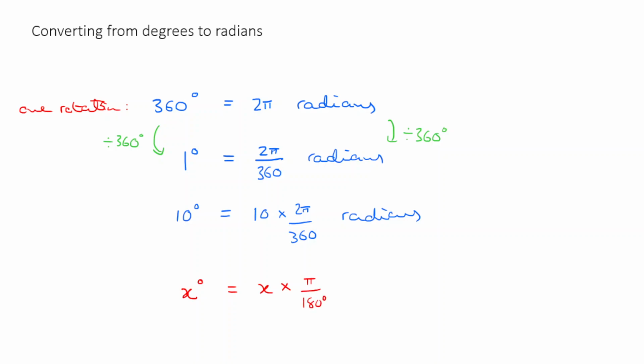Okay, so how do I convert from degrees on the left-hand side, this thing here? How do I convert from x degrees to radians? Well, I take my value of degrees x and I multiply it by pi over 180. Right? That's the rule, and that's the rationale.